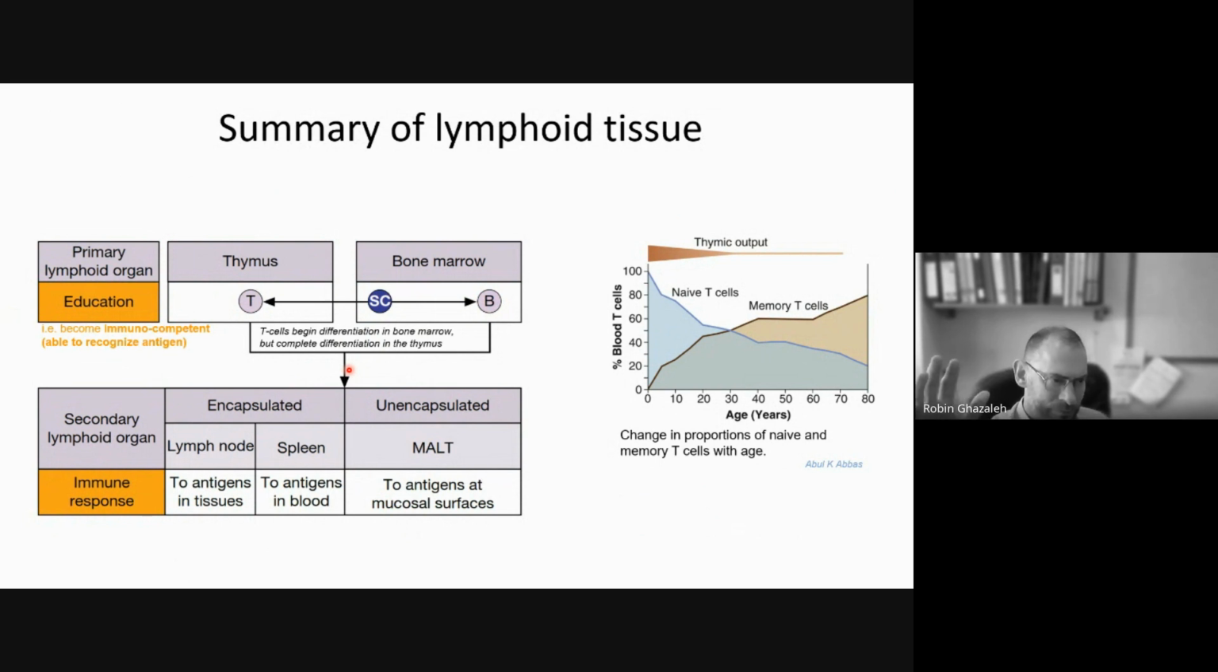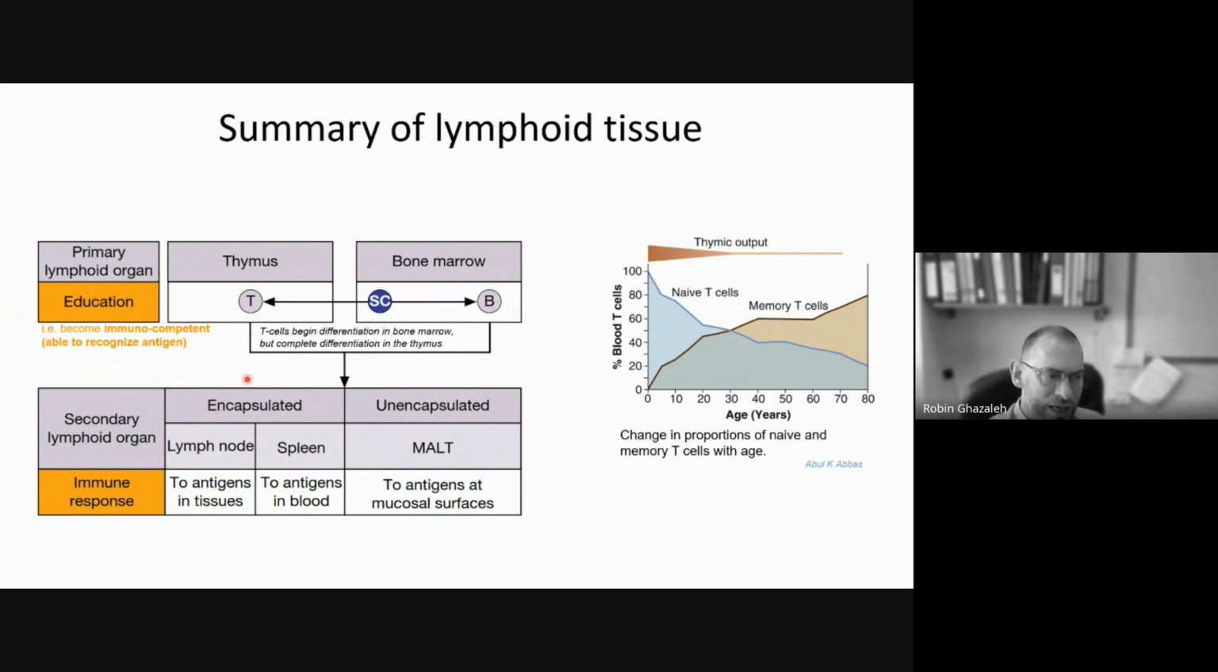So it has a weapon. The safety is on, so it's not going to shoot its friends, but it's armed and just needs to see the enemy in order to perform its effector functions. Where does it see the enemy? In the secondary lymphoid tissues. So far, I mentioned the lymph node and the spleen. The lymph node recognizes antigen in tissues, and the spleen recognizes antigens in the blood.